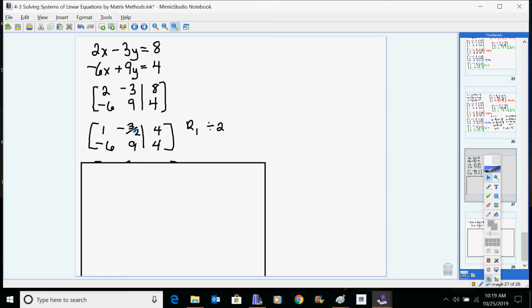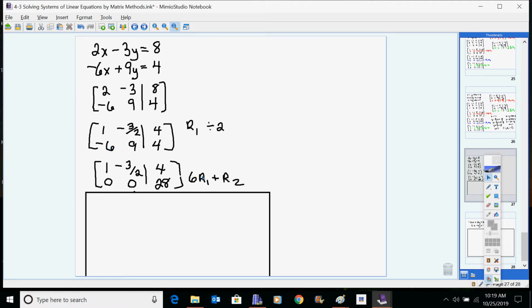And then the next thing you would do would be you'd try to eliminate so that you've got a 0 down here. So you would multiply the top row by 6 and then add it to the second row. And it would be 6 times row 1 plus row 2. But what we find when we do that, 6 times 1 is 6 plus -6 is 0. 6 times -3/2 is actually -9. Plus 9 gives 0. And then 6 times 4 is 24, plus 4 gives 28.